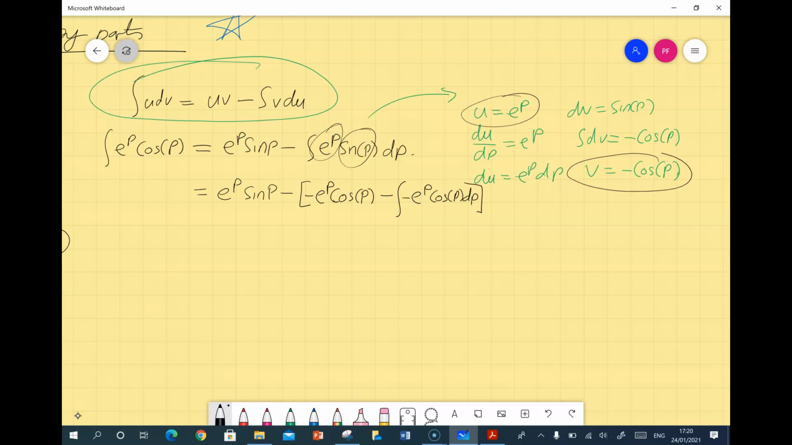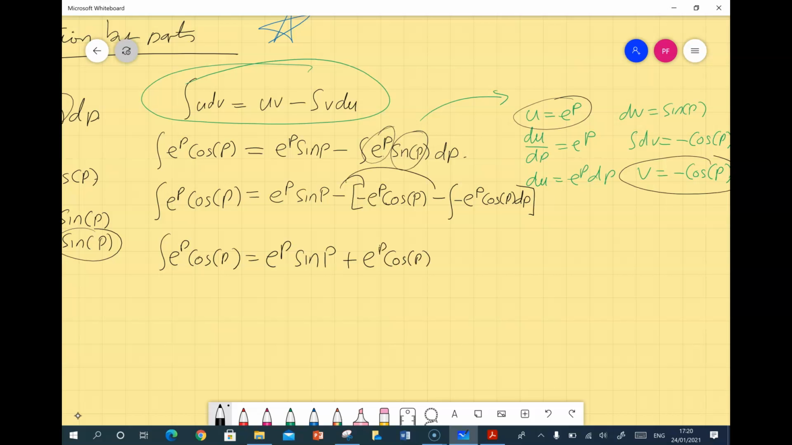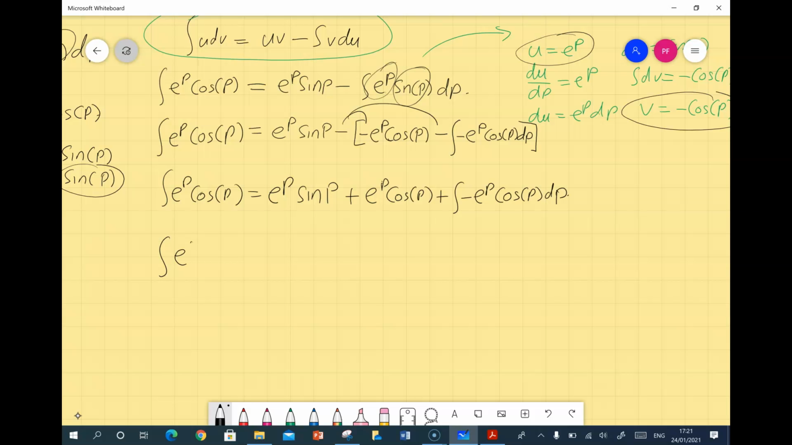Okay, I'm going to pause this there for a second. So just remembering on the left hand side here, what I'm integrating from the start is e to the power of p cos of p. So I've got the integral of e to the power of p cos of p is equal to all of this, and let's sort out our signs. And here's where things start to fall into place for us. So minus minus is a positive, so e to the power of p cos of p. Then I got my minus minus is a positive there, the integral of minus e to the power of p cos of p dp. And last time, tidying up before we start moving things around, I'm just going to sort out that final remaining minus.